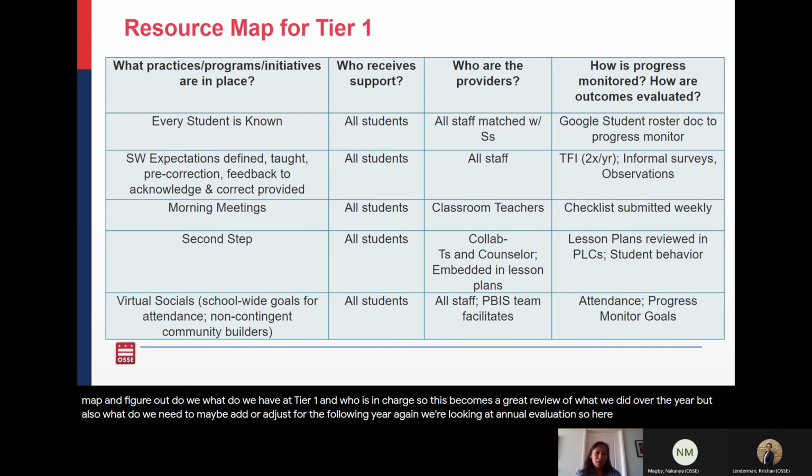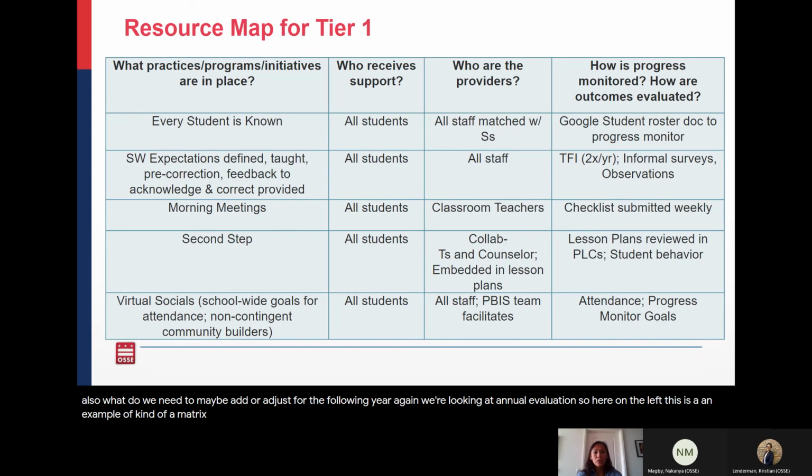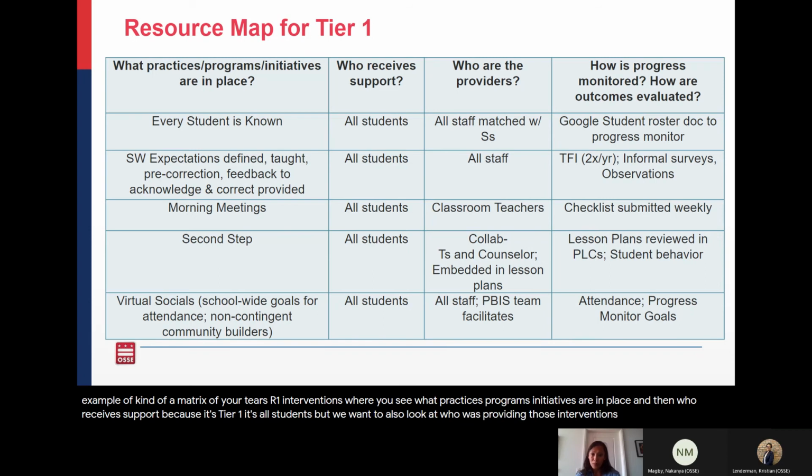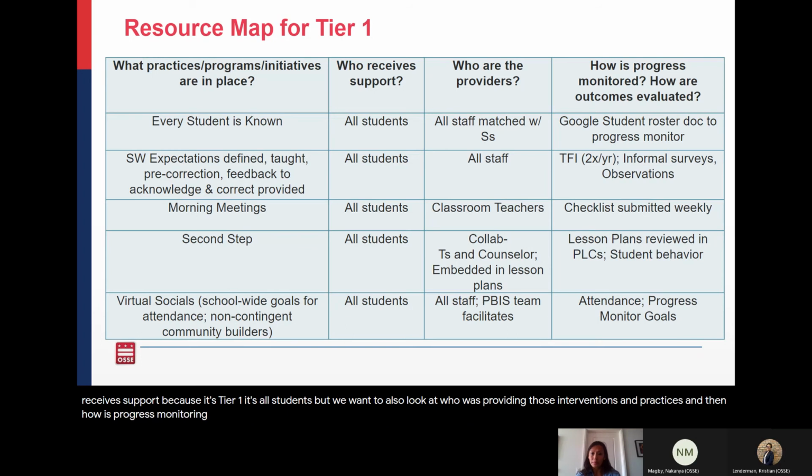So here on the left, this is an example of a matrix of your tier 1 interventions, where you see what practices, programs, and initiatives are in place, and then who receives support, because it's tier 1, it's all students. But we also want to look at who is providing those interventions and practices, and how progress monitoring is occurring.